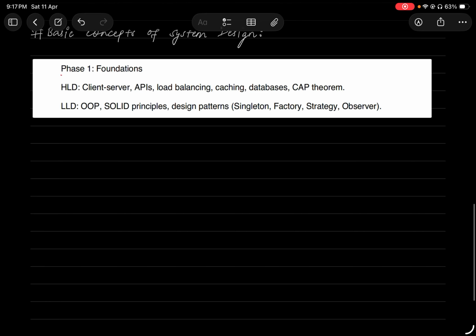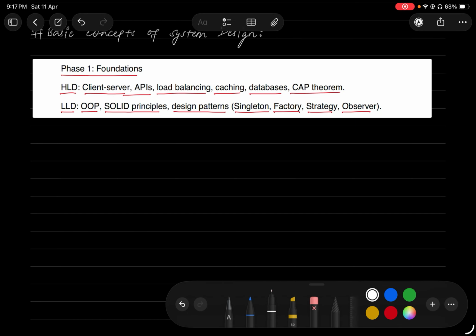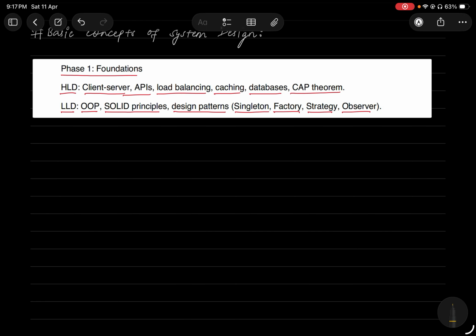As for phase one, we are going to cover HLD. In the HLD, we will be covering client server, APIs, load balancing, caching, databases, CAP theorem, and in the LLD we are covering OOPS, SOLID principles, design patterns like singleton, factory, strategy, and observer. Okay, but before that we have to learn some important concepts.